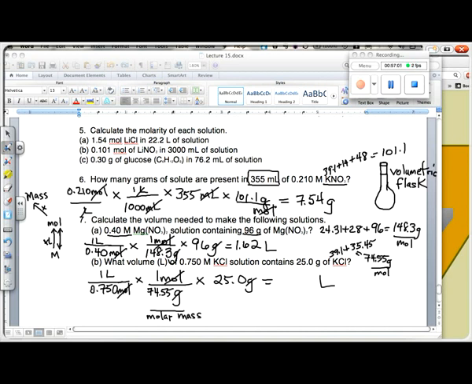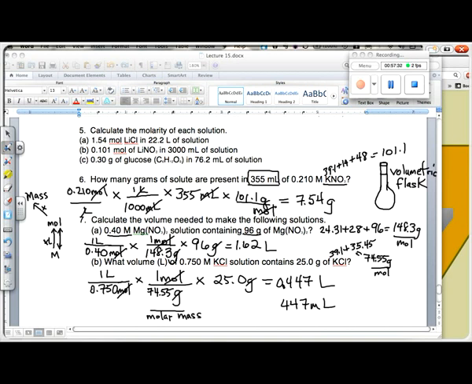All right, so now I'm going to take the 25 divided by the 74.55, that's my moles, divided by 0.75. And my answer is 0.45 liters. Actually, I can carry that out to 3 significant figures, so 0.447 liters, or that is 447 milliliters.